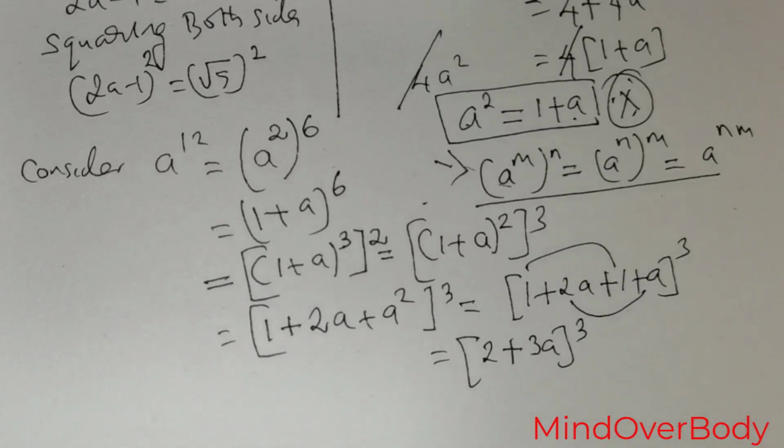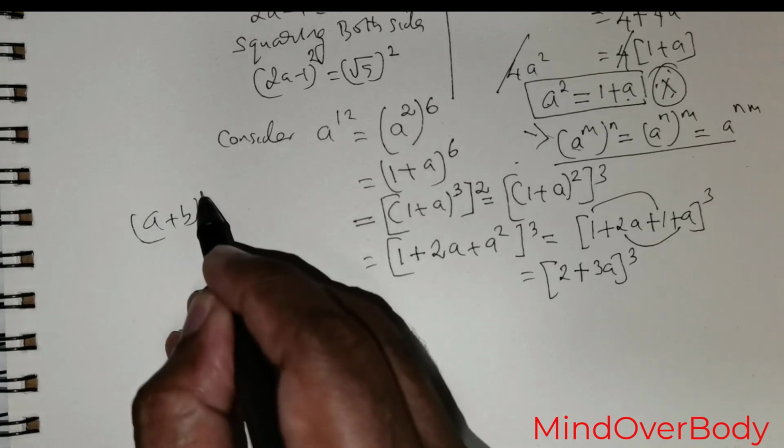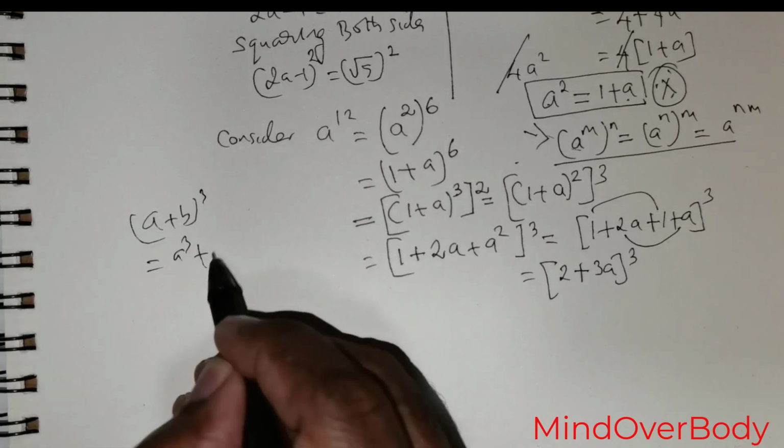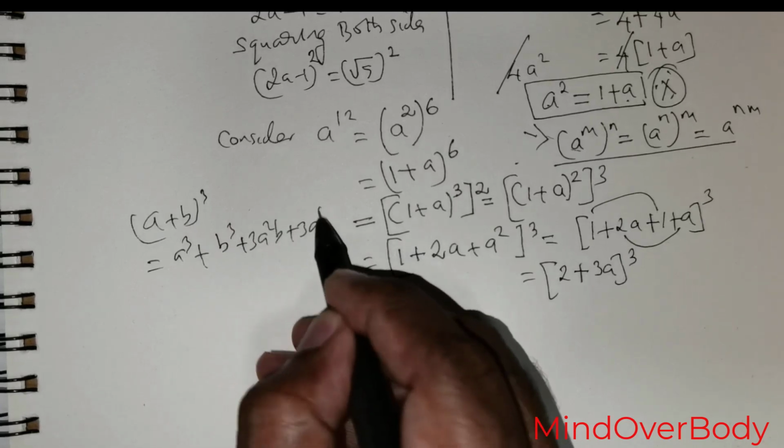Now what I wish to do is I would like to use (a + b) raised to the power of 3, which is a³ + b³ + 3a²b + 3ab².